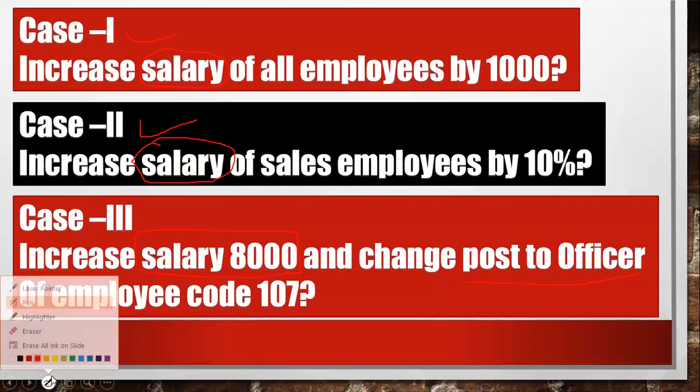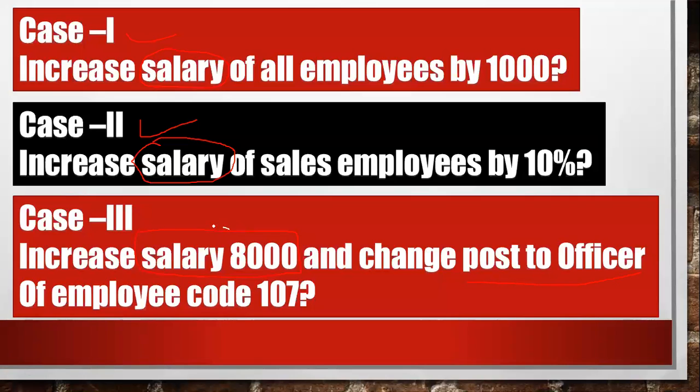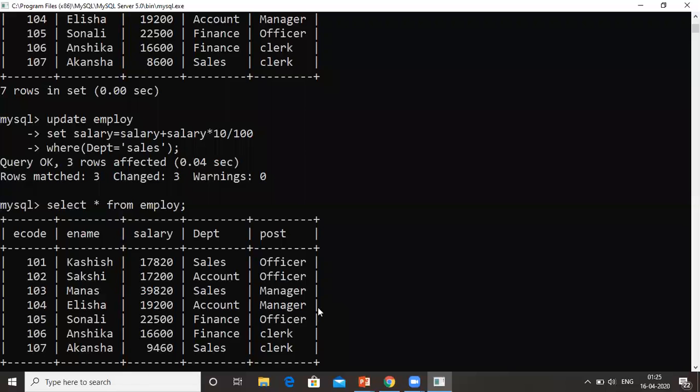So what we have to do, we have to increase the salary of the employee by 8,000, and also we want to change the post of the employee to officer. And these two changes are done on the employee whose code number is 107. So in this query we are updating two fields of a particular record. So let's do this query also.